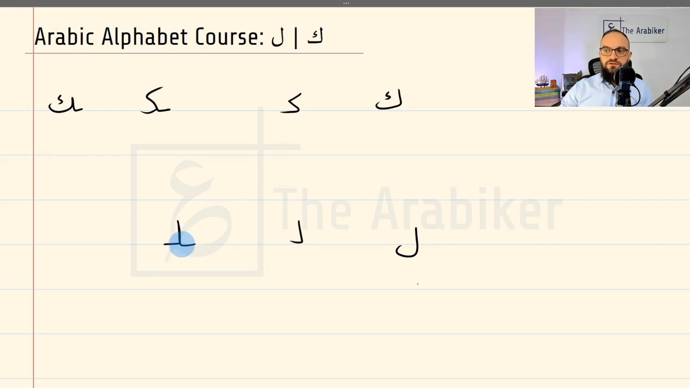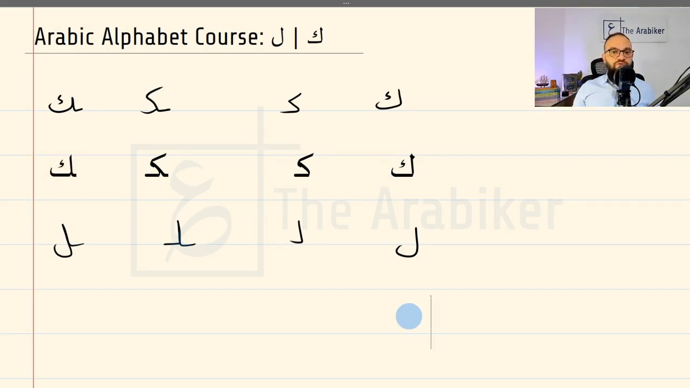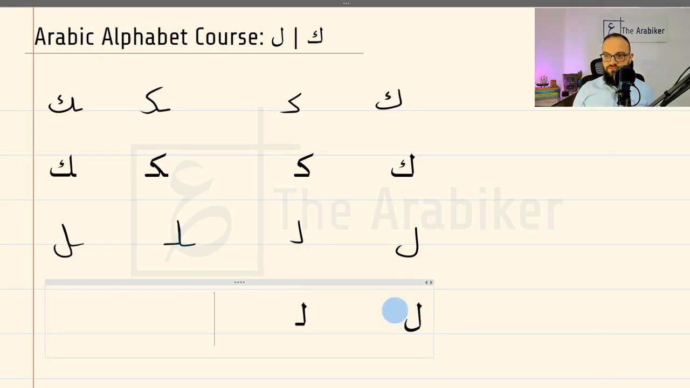We start from the ruled line, going with a stick that is upright, then go down to connect to the next letter. In the final position, it will look like this. This line connects to the previous letter, and again the fishing hook that goes down the ruled line. As always, let's see how these letters would look by typing them in. The kaaf in the start position, the kaaf in the middle position, and the kaaf in the final position. Let's move on now to the laam. Laam, start position, middle position, final position.